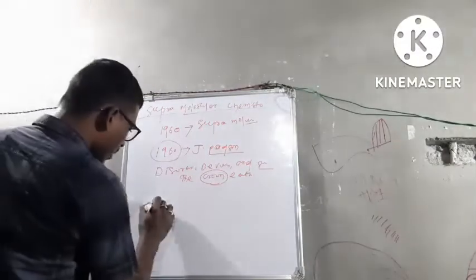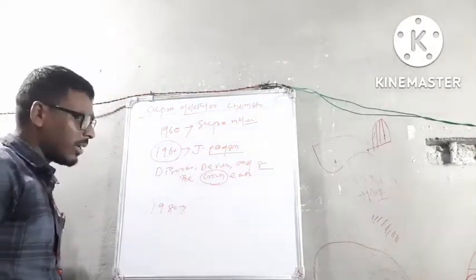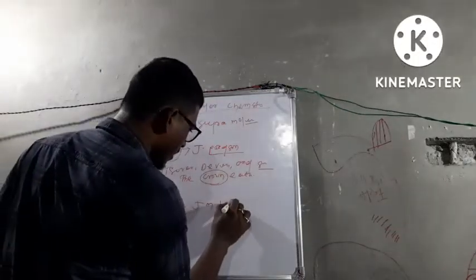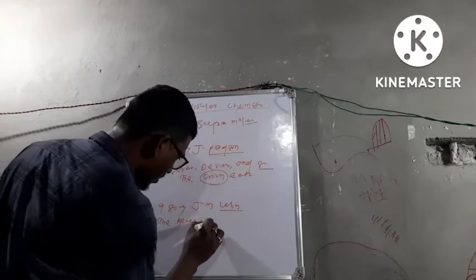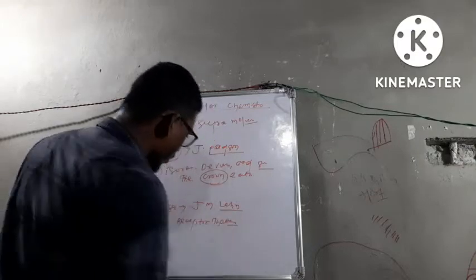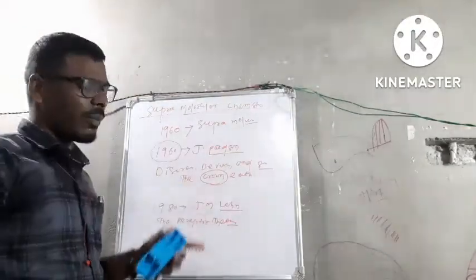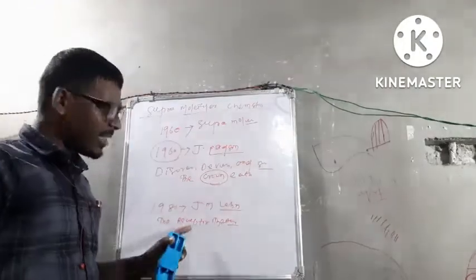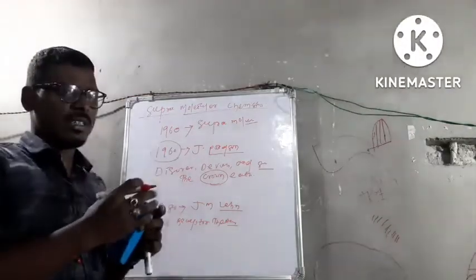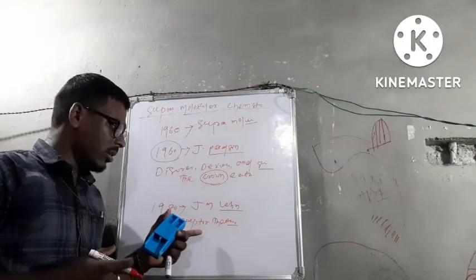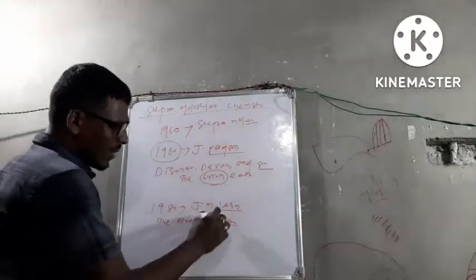After that, in the year 1980, another contribution was made by J.M. Lehn, the receptor theory. What is the receptor theory? We will know in this lecture about the receptor theory. But what is a receptor? A receptor is defined as a substance having some cavity in which the guest molecule is completely fitted. That is called the receptor. This theory was developed by Jean-Marie Lehn.